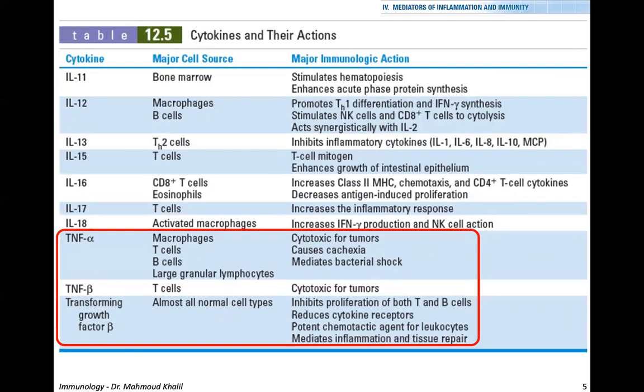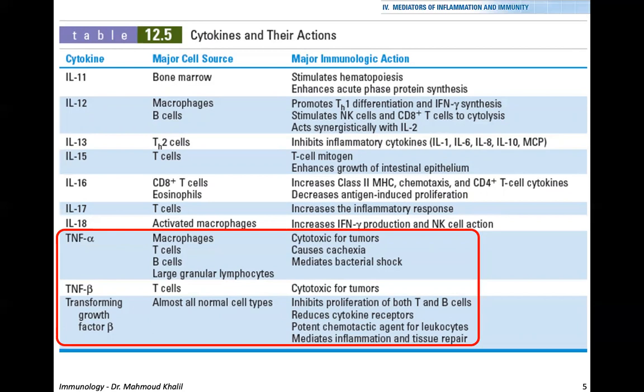What about three other important cytokines? Of course, the other cytokines each have a different and related function. The other three cytokines are TNF alpha, TNF beta, and TGF beta.